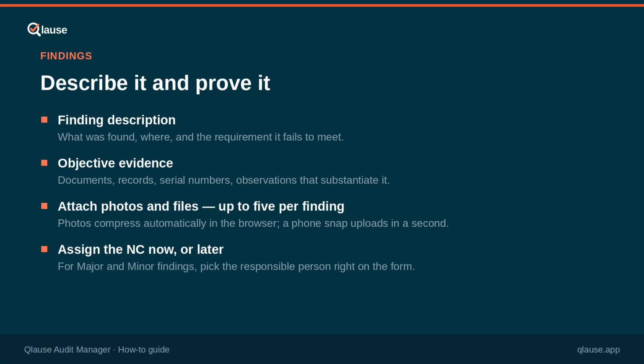Then describe the finding, what was found, where, and the requirement it fails to meet. Record the objective evidence, the documents, records, serial numbers, or observations that substantiate it. You can attach photos and files too. Photos are compressed automatically in your browser, so a phone snap of a missing label uploads in a second, and each finding takes up to 5 attachments. If the finding is major or minor, you can assign the future NC to the responsible person right here, or leave it for later. Save, and the finding is on record.